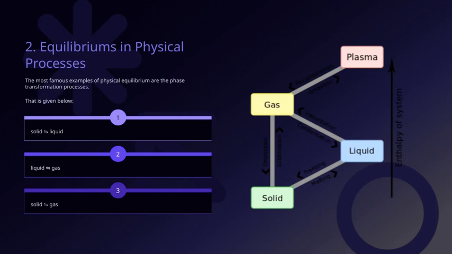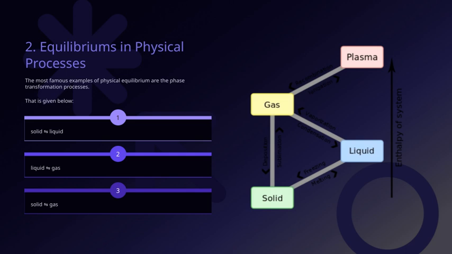Now let's take a closer look at some classic examples of physical equilibrium. On this slide, you'll see three main types. First, we have the solid-liquid equilibrium, which occurs during melting and freezing processes. Then, there's the liquid-gas equilibrium, like boiling and condensation. Finally, the solid-gas equilibrium, which is involved in sublimation, where a solid turns directly into a gas or vice versa.